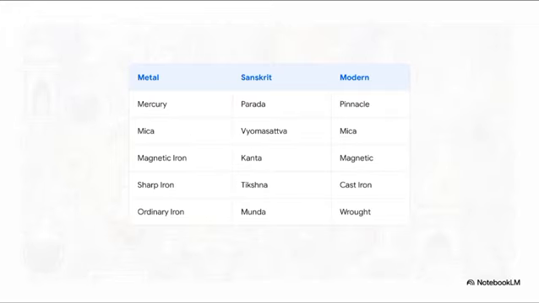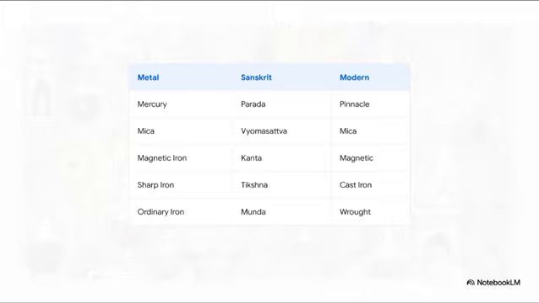Now, moving on to the heavy metals detailed in the third verse, we see a remarkably complex metallic profile that really highlights the ancient metallurgical sophistication of the era. First, we have parada, which is mercury. In its classical meaning, parada was considered the absolute pinnacle of all alchemical substances. Then there's vyomasattva, literally translating to the essence of the sky, referring to mica.